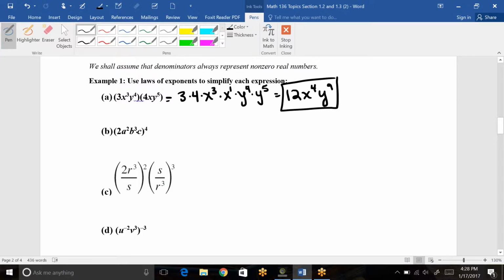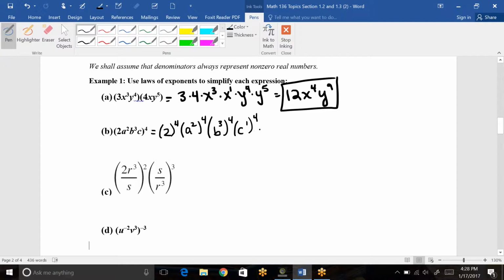Then let's look at our next one. This one has a power on the outside. Because everything inside is all multiplication, we can apply that to everything inside. So this would be 2, and 2 does count as a base. 2 to the fourth, a squared to the fourth, b cubed to the fourth, and c to the first to the fourth. 2 to the fourth is just 2 to the fourth. You don't need to multiply 2 times 4 together. First of all, this is a base and that's an exponent, so that wouldn't make sense anyway.